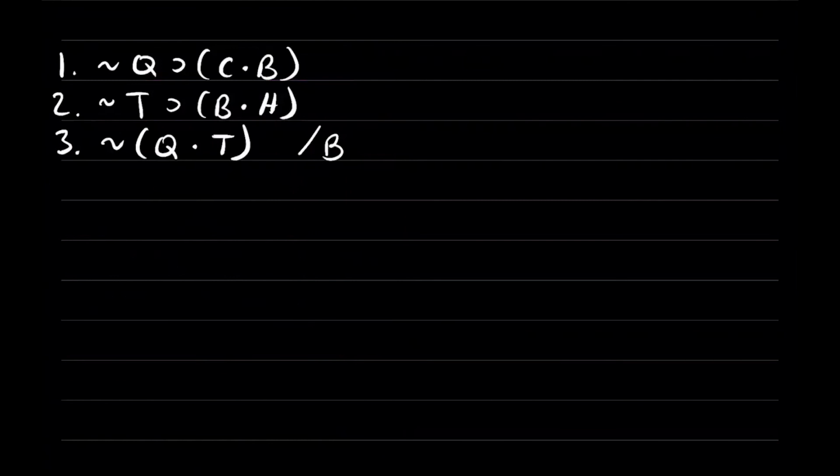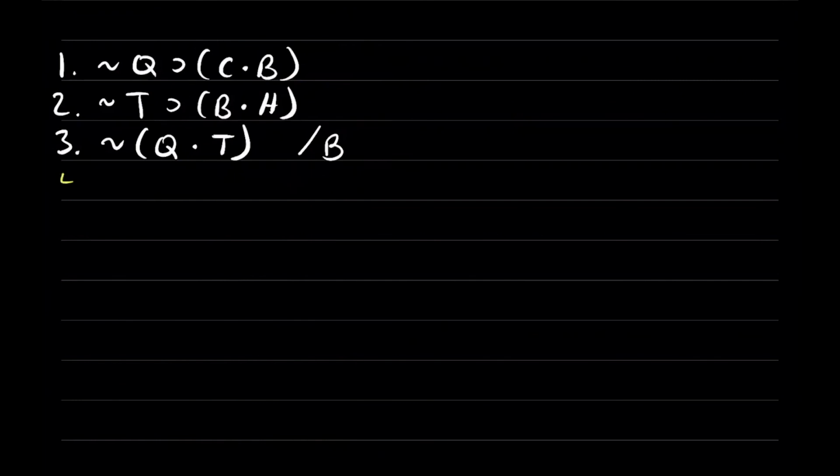Next example. We have three premises. We're given not Q implies C and B. We're given not T implies B and H. We're given the negation of Q and T, and we're trying to show that B follows from that. Let's see what we can do.